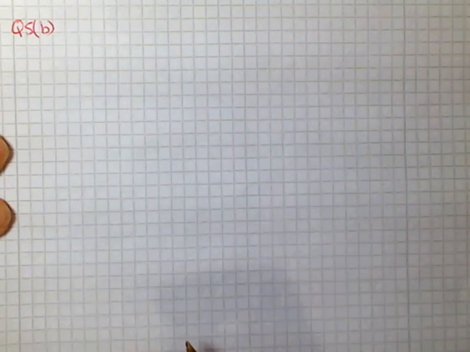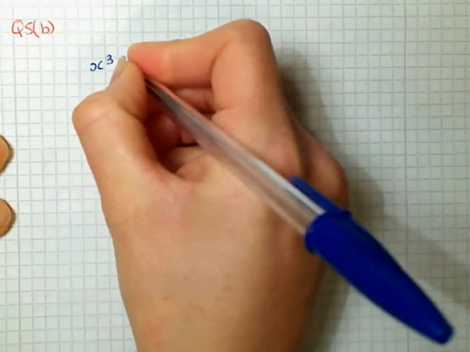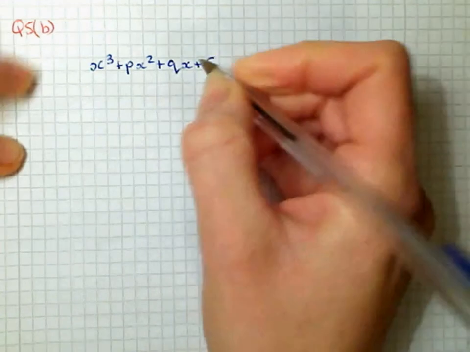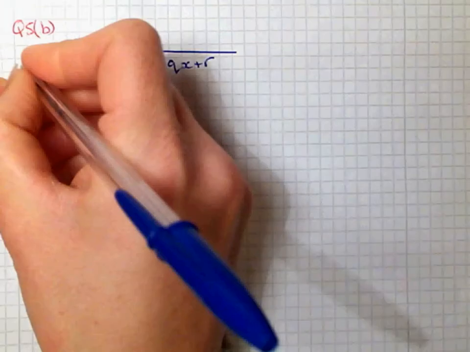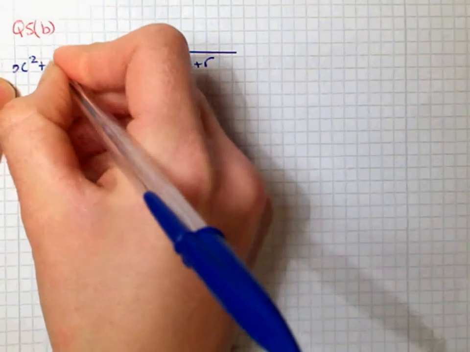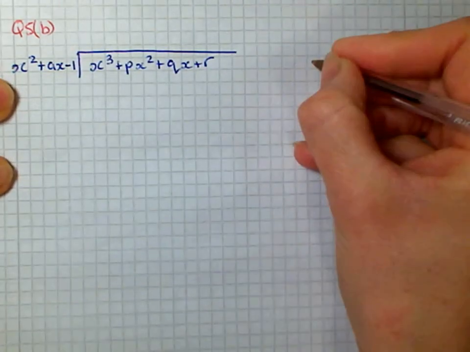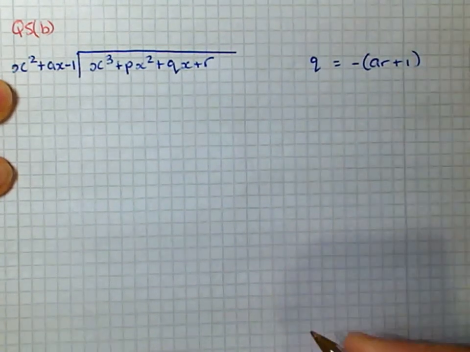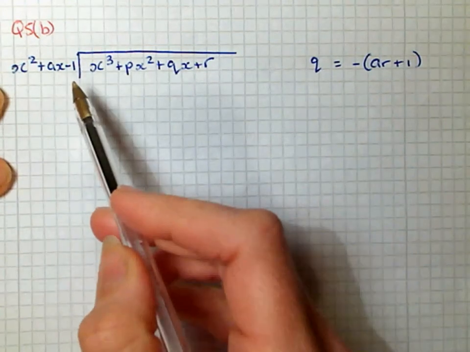So, Leaving Cert exam 2015, question 5 part B. You're given a cubic polynomial x cubed plus px squared plus qx plus r, and you're told you have a factor of it. So you're given the factor, x squared plus ax minus 1, and you're asked to show that q is equal to minus a into r plus 1. We're given the factor, so we know it divides in, leaving no remainder.